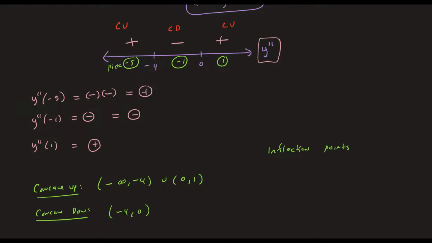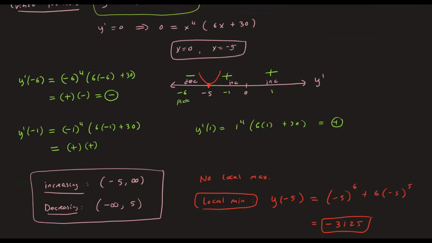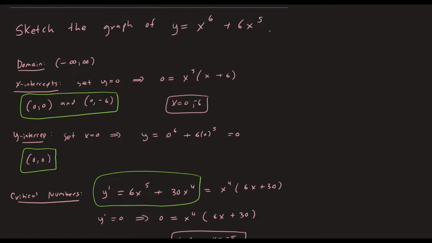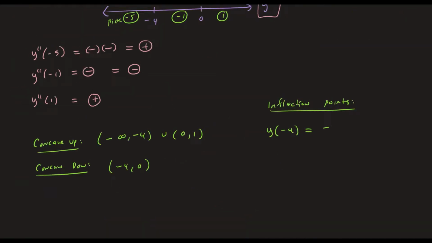So let's find them. So y of -4. Plug -4 into the original function, that's x to the 6th plus 6x to the 5th. So you have (-4) to the 6th plus 6 times (-4) to the 5th. That will give you about -2048. So that's one of your inflection points.